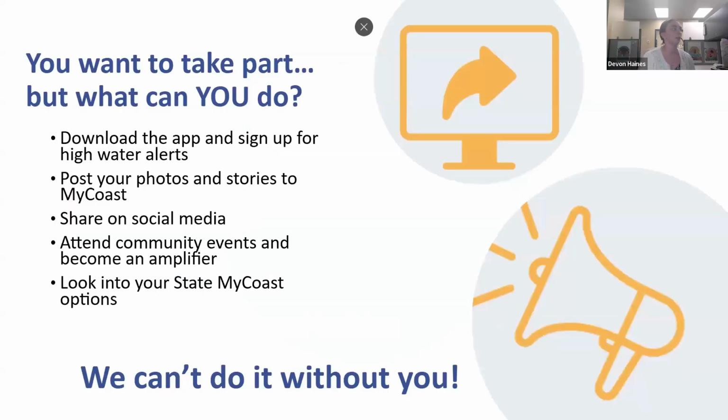And then what can you do to take part? So you can definitely download the app or visit it on the desktop version. There is the ability to sign up for high water alerts or push notifications depending on your state. So you can get notified if there's a flash flood coming, how to stay safe. You can post your photos and stories to MyCoast, depending on what is available to your state or where you're visiting. We highly encourage you to share anything you come across on social media, and then please feel free to attend community events and become an amplifier, share out this tool with us. And then if your state does not have MyCoast, or if you're very new to MyCoast, please feel free to look into what's available to your state and what you guys can do.